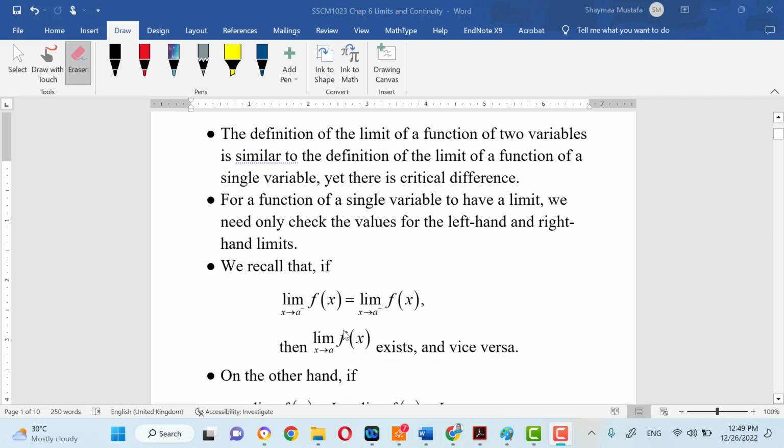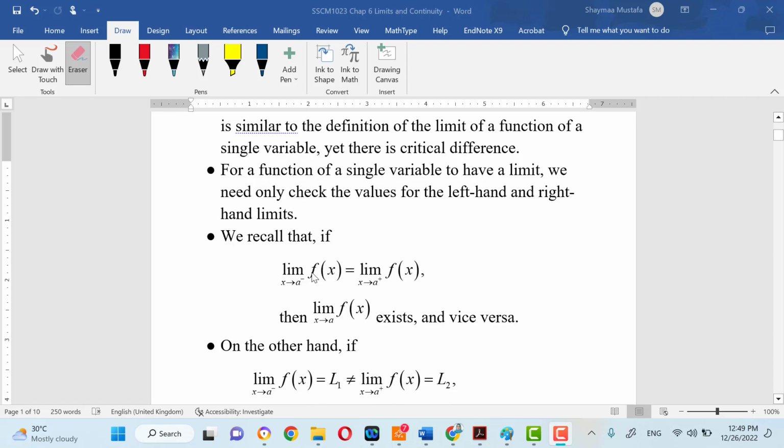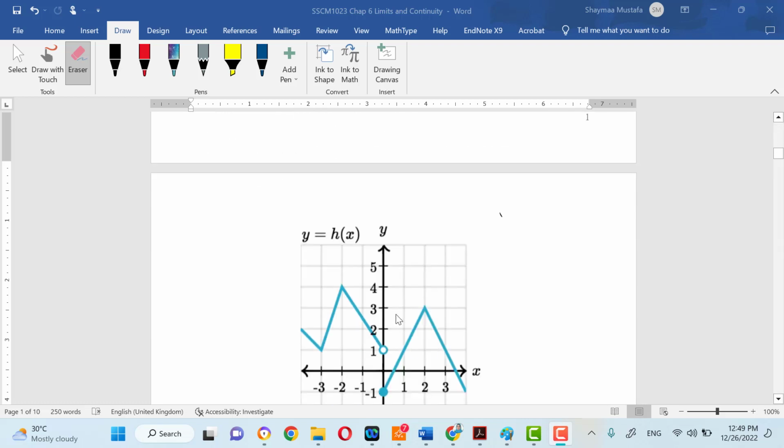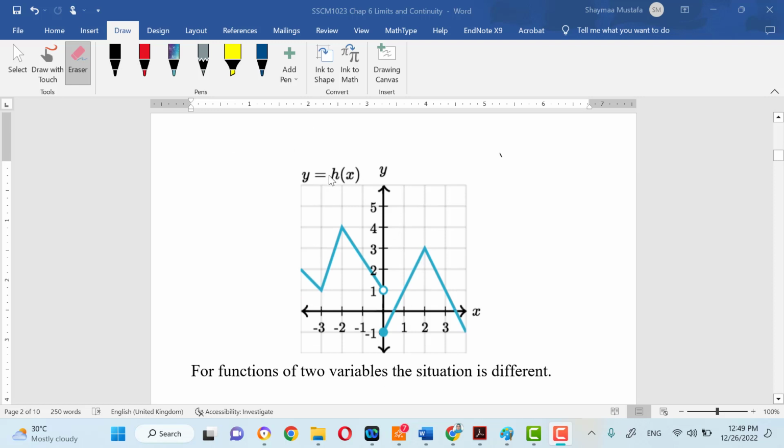Usually when I have a function of one variable, y is equal to f of x, we calculate the limit from the right and from the left. If the two limits are equal, then the limit exists. If the two limits are not equal, then the limit does not exist. For example, if I have this function of one variable x, at 0 the function does not exist.